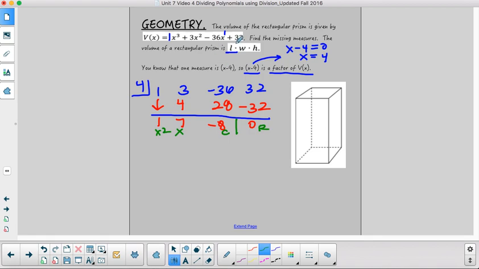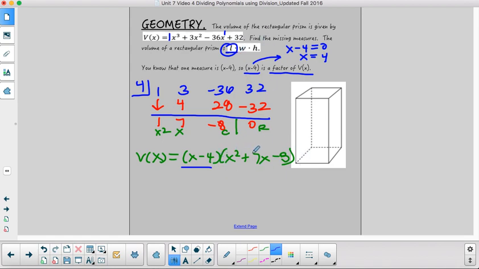So right now we know the length. So what it's really saying is that our volume is x minus 4 times whatever we have left after we've divided out x minus 4. We have x squared plus 7x minus 8. So we have the length, like I said. Could be width or height, but we're going to say right now it's the length. I want to figure out my width and my height. So I need to break this down.